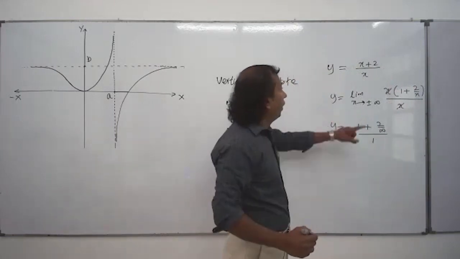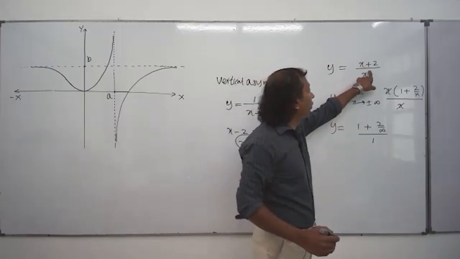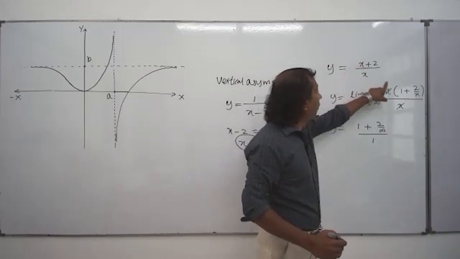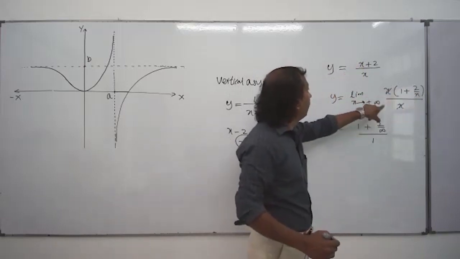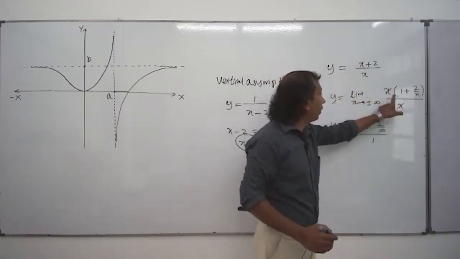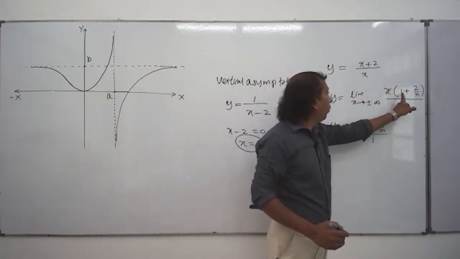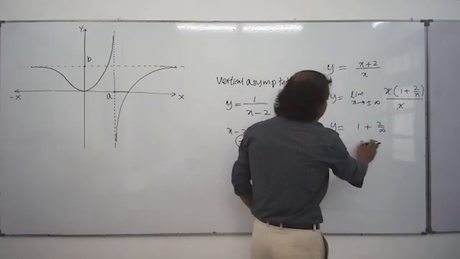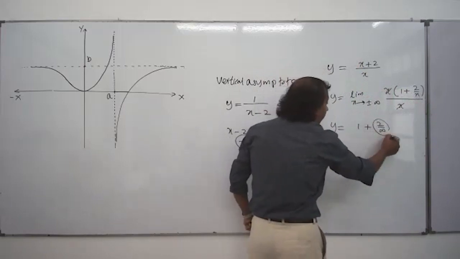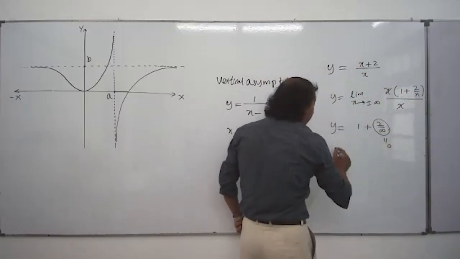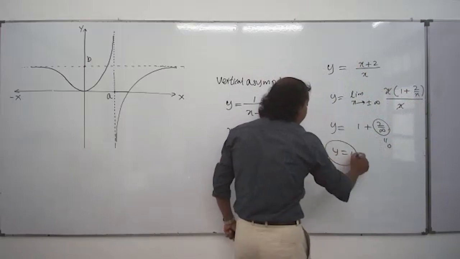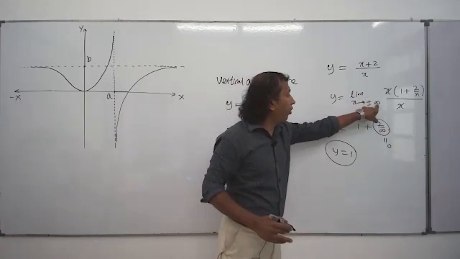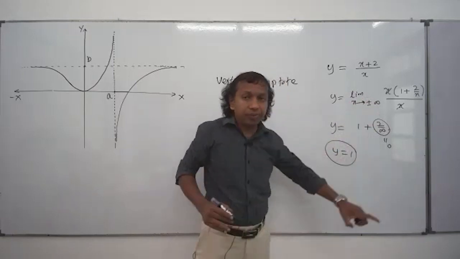Now, I took x out. Here now, not x squared, x only. Take x out: 1 plus 2 upon x. This x out and this denominator x we can cancel down. We now have 1 plus 2 upon x, and the denominator is 1 now. Now 2 upon infinity is what, people? 0. Then y is 1. Look at this. As x goes to plus or minus infinity, this y goes to 1.